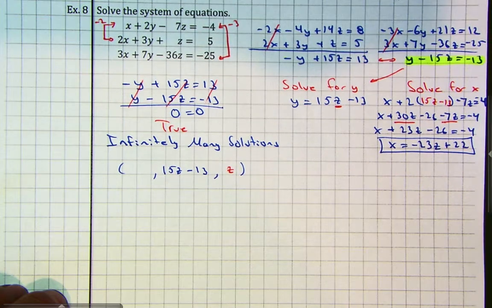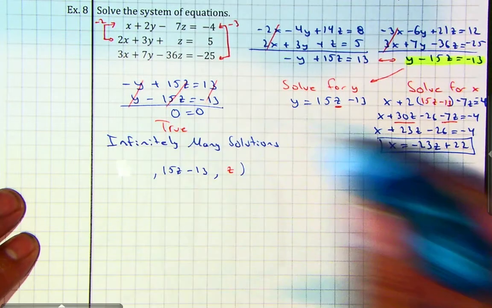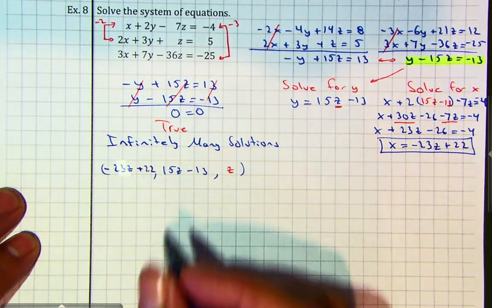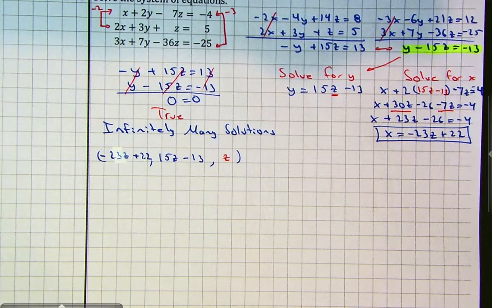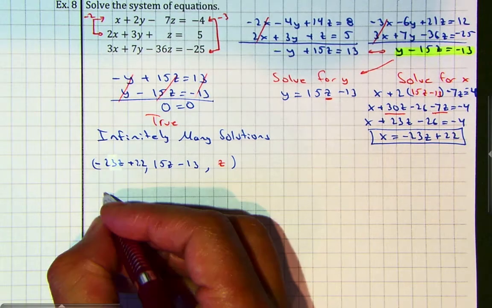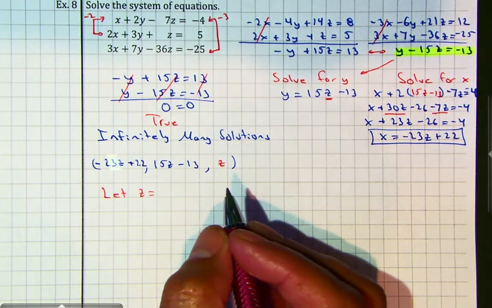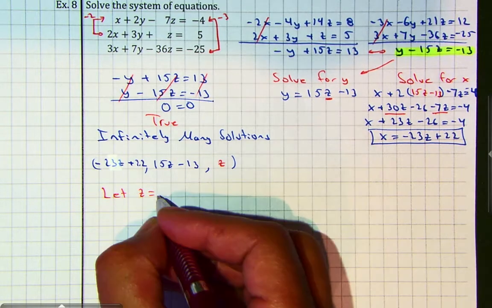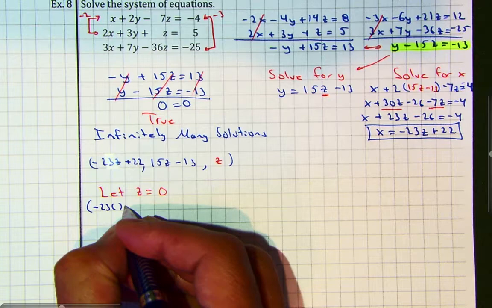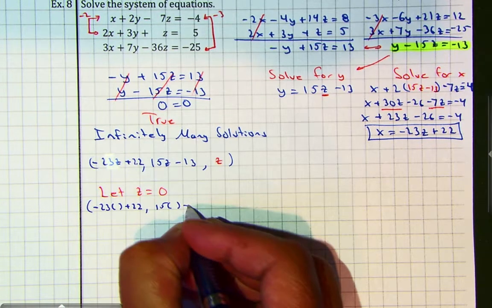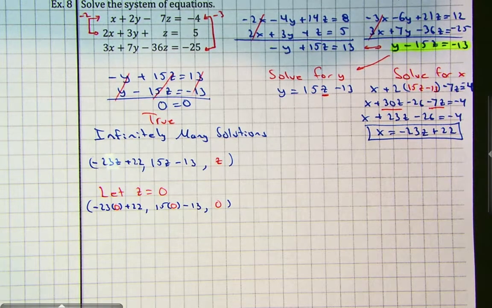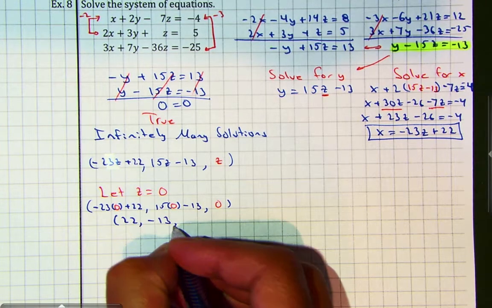Do you agree? So that gives me negative 23z plus 22. That is the formula to find an infinite number of points. And now we get to find 3. So we're going to let z equal any number you want. 0, excellent choice. So therefore, that'll be negative 23 times 0 plus 22, 15 times 0 minus 13, and 0. So instead of z, I'm going to plug in 0. That gives me 22, negative 13, and 0.